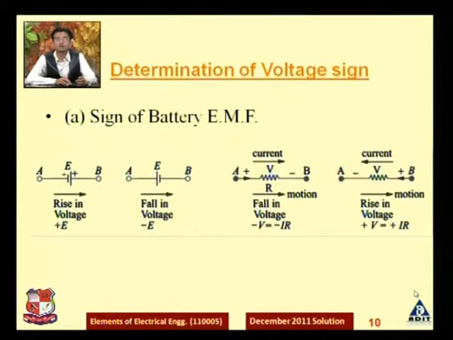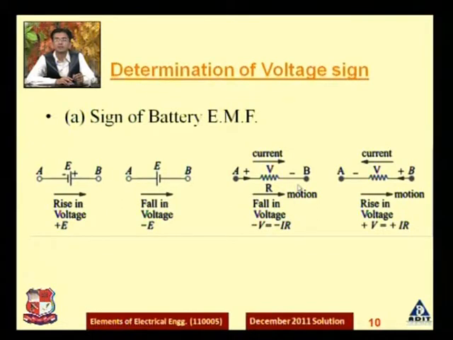So now the question may arise in your mind: how to determine the voltage sign? Here you can see there are 4 images. The first image shows that there is a rise in voltage, so you can write that the sign of battery EMF will be plus. If the battery sign is from positive to negative, then you can say that there is a fall in voltage, so you can take minus E.